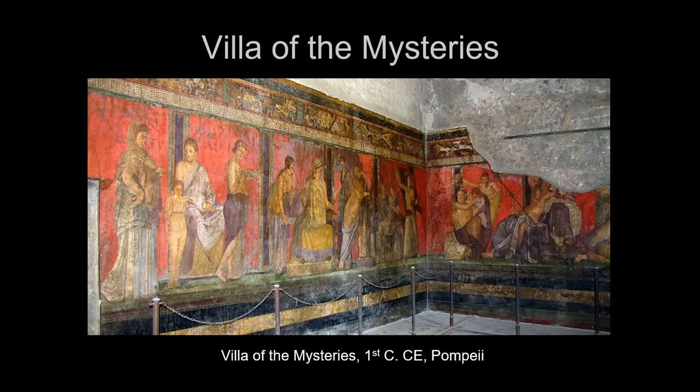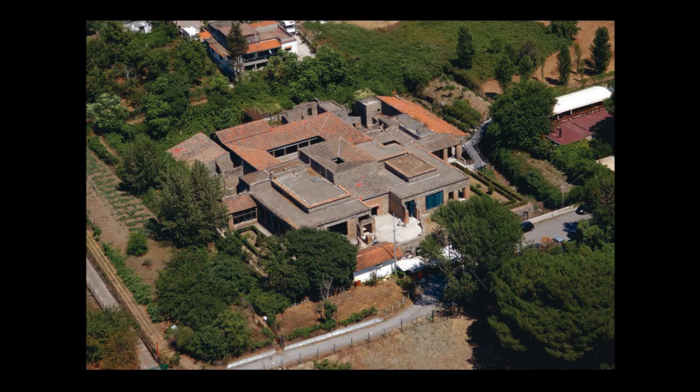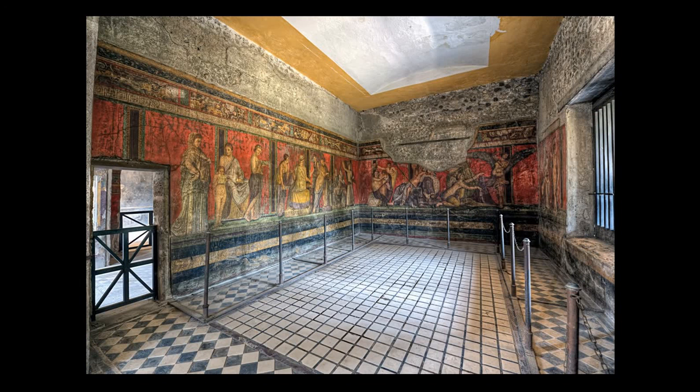So the Villa of the Mysteries is a big, rich villa that's just outside Pompeii. The difference between a villa and a house is a villa is a kind of sprawling freestanding house, whereas a house or an insula is built into the urban fabric of the city. But this is not far outside the city. And in this room right here, there was a whole series of paintings that were just remarkable.